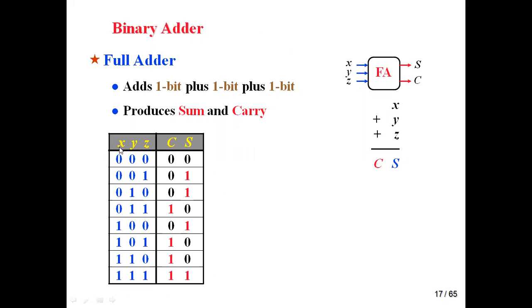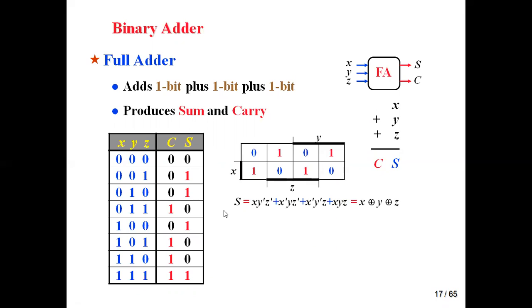So my inputs are X, Y, Z. My outputs are sum and carry. When I am adding three binary bits, the sums are like this, and the carries are this. So what is my ultimate aim? I should design a combinational circuit for this, one for sum and another for carry, by using this truth table.